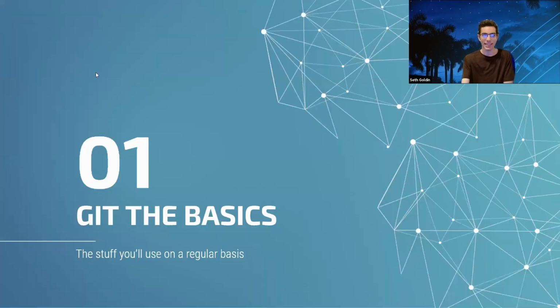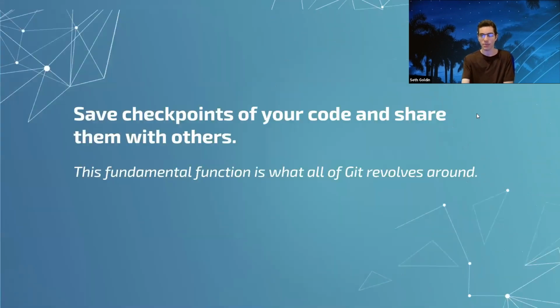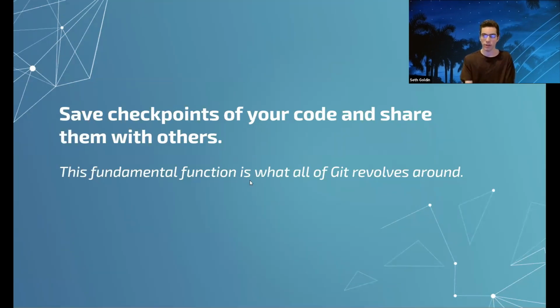Okay, let's get the basics. So this first part is the stuff you'll use on a regular basis. So Git: saving checkpoints of your code and sharing them with others. This is the fundamental function that all of Git revolves around. And it's important to kind of understand that this is the fundamental concept.